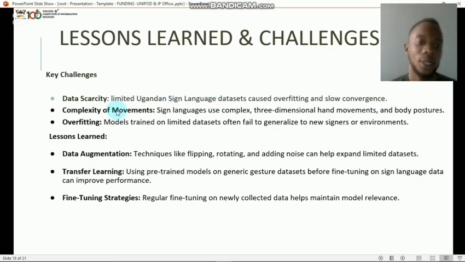If we could get more funding in the near future, we can scale up these datasets to increase the number of videos so that we can overcome the overfitting challenge. Data augmentation itself cannot overcome this data scarcity situation. Another problem was the complexity of movements of these sign language gestures that involve hand movements, which are very hard to track as you're training your models. But as you can see, we used fine-tuning strategies to overcome the overfitting and complexity of the movements.